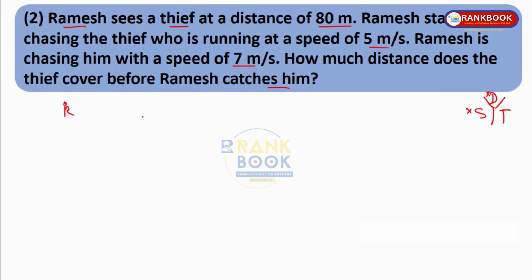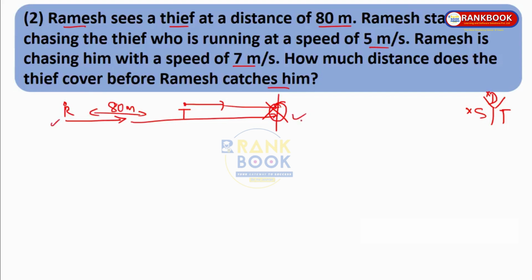Here Ramesh is standing and here the thief is standing, right? And the distance over here is 80 meters. Now Ramesh sees the thief and the thief starts running. At the same moment, even Ramesh starts chasing the thief, correct? Now both are running, and let us say at this point the thief reaches over here and even Ramesh reaches over here and catches the thief. What does that mean? Both of them stopped at the same time. That means both of them started at the same time and both stopped at the same time. That means the time taken is same by both of them, or both of them were running for the same amount of time.